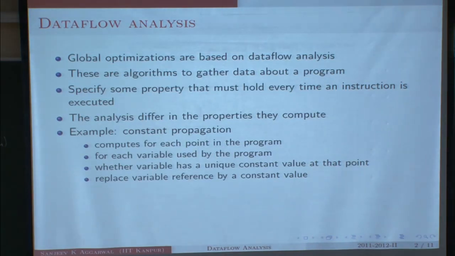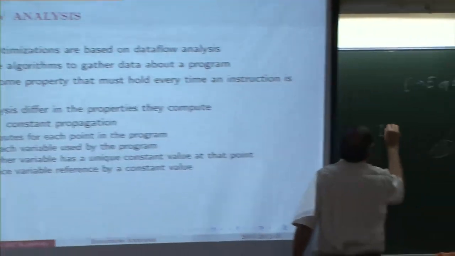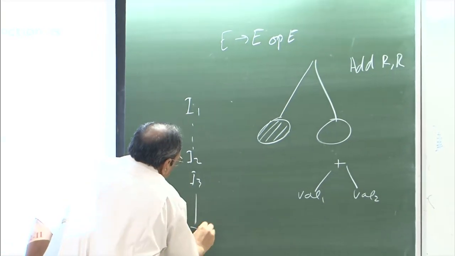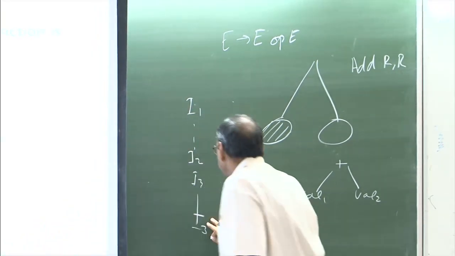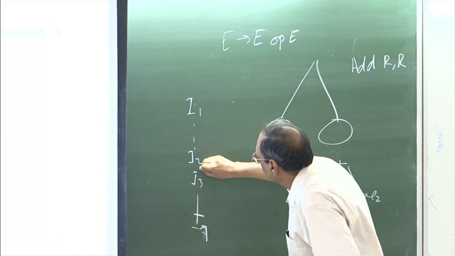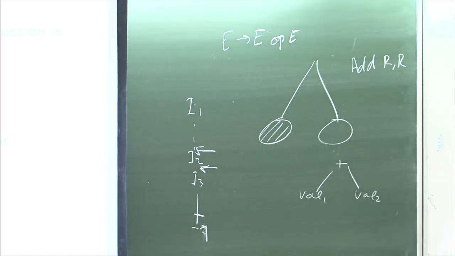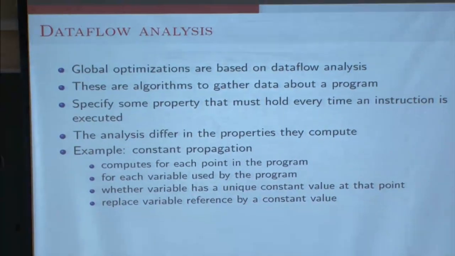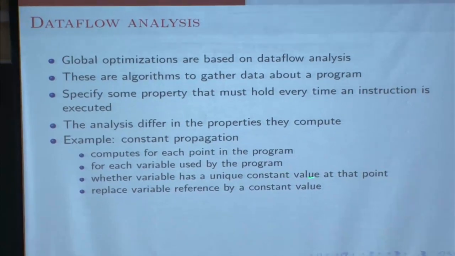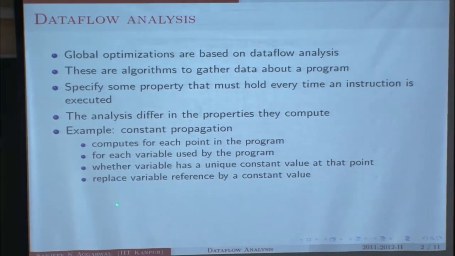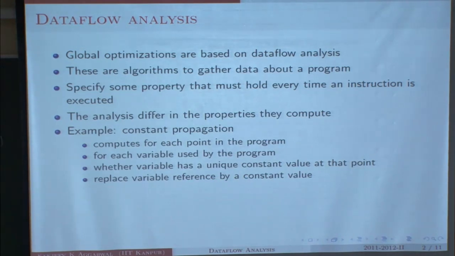So if you recall, when I was doing this next use instruction computation, I had these instructions, I2, I3, and so on. Okay? And I was computing this property, saying that at this point of time, whether the variable is live or dead. Okay? This is the information I was computing. Now we say that for each point in the program and for each variable being used in the program, whether the variable has a unique constant value at that point, and if this property is true, then I can replace the variable reference by a constant value.